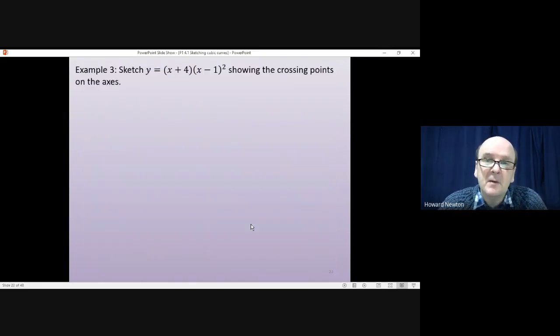Example 3. Now what's different about this one is we have a repeated root, x minus 1 squared. So it's x plus 4 times x minus 1 times x minus 1 again. And the question is, what does that mean? What's the significance of that x minus 1 squared when we sketch the graph?